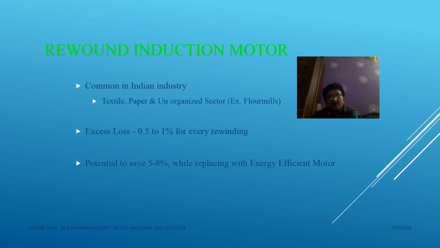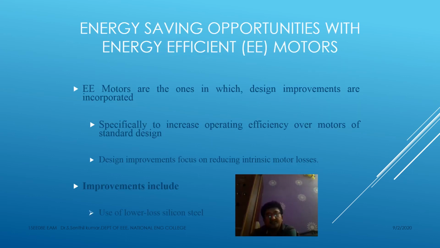Rewound induction motors in common industries, for example textile, paper and flour mills, have excessive losses, and every rewinding of the motor is going to affect the performance of the motor by 0.5 to 1%. The potential to save is 5 to 8% while replacing with energy efficient motors. So instead of rewinding, we are going to see the advantages of energy efficient motors.